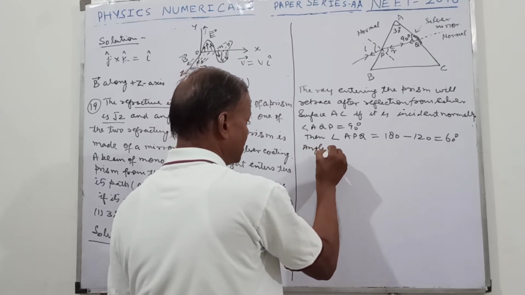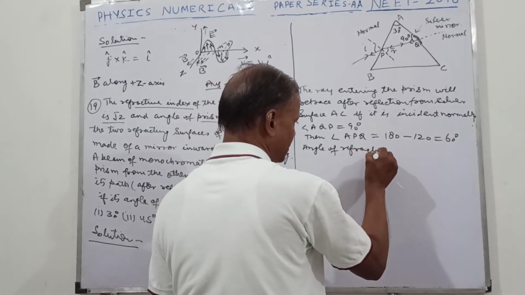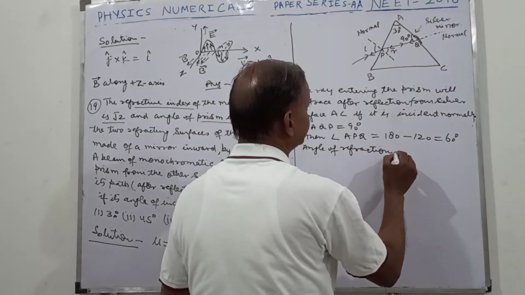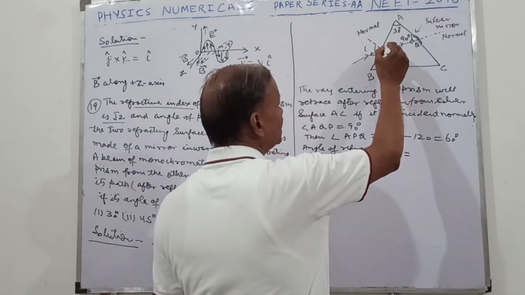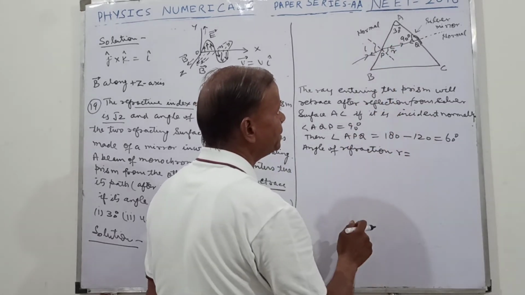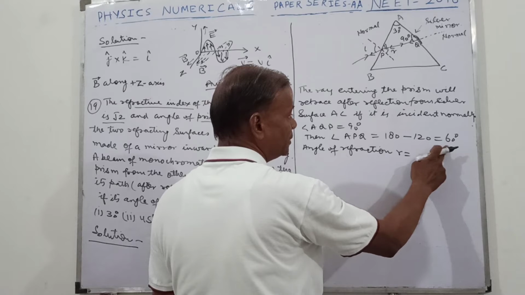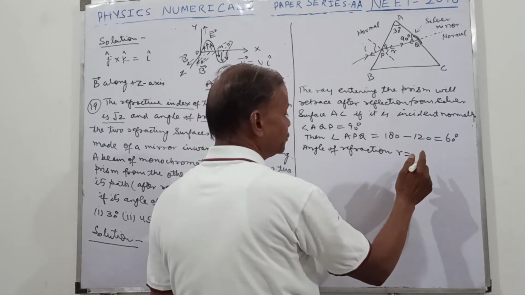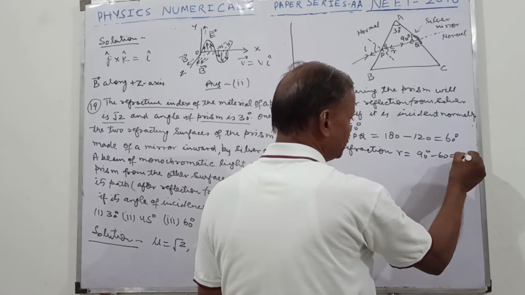Angle of refraction R is equal to this total angle, because this is the normal, so this will make an angle of 90 degree. So from 90 we subtract this angle, that we have found to be 60 degree. So 90 degree minus 60 degree is equal to 30 degree.